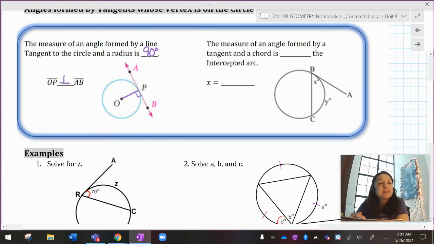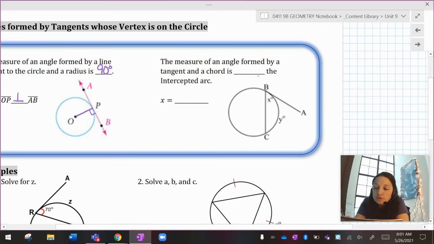Now, what if instead of a tangent and a radius, you drew a tangent, but then like a slanty little chord? Well, what happens there is that kind of angle touches the edge just like an inscribed angle, and that's going to make this half of the arc. So x equals 1/2 y, just like if it were an inscribed angle.